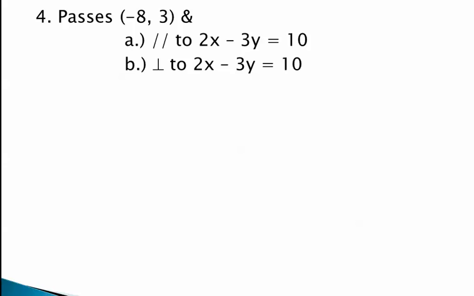We actually have one more. We're going to look at what it would be like if we have parallel and perpendicular. For parallel, we talked about that we want the slope to be the same. For perpendicular, it needs to be the opposite reciprocal. So if we have a point negative 8, 3, and we want an equation that's parallel and then perpendicular, we'll want to put the equation into slope-intercept form.